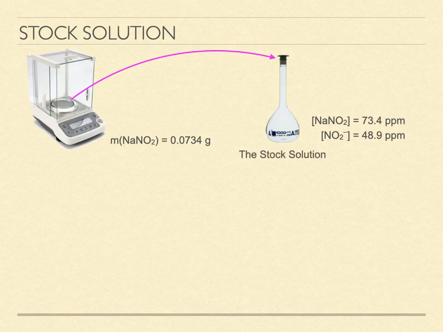We start with the stock solution we made up last lesson. It is 48.9 ppm in nitrite ion, as well as being 73.4 ppm in sodium nitrite. All of the calibration solutions will be drawn from this solution. Therefore, the accuracy of your calibration depends upon the accuracy of the solution.